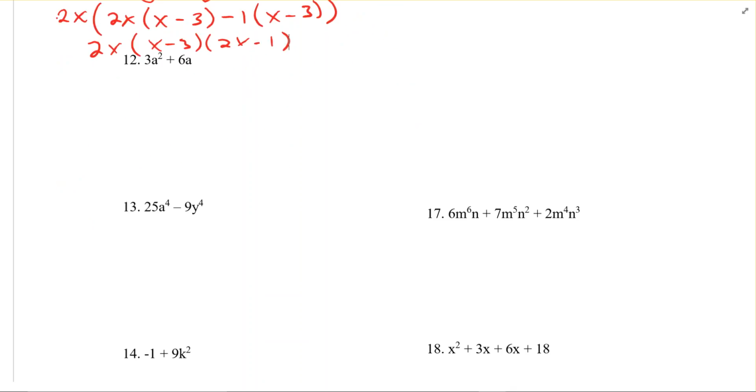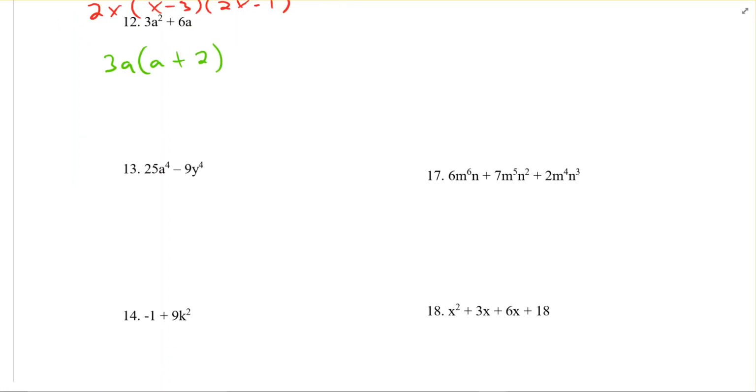These little ones I find students can be kind of tricked by. They just have common factors, so I can just factor out a 3 and an a, and what I'm left with is a plus 2. That's it. That's the whole answer.